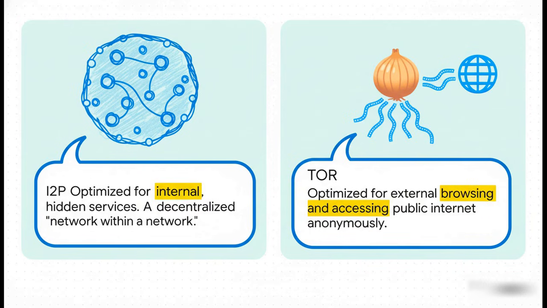You can think of TOR as mainly an anonymizing gateway to the public internet. I2P, on the other hand, is optimized for hidden services that exist only within its own decentralized network. It's like a network within a network. And this very feature makes it a preferred choice for certain malware families, Anubis is a great example, that use I2P for C2 communications that are totally self-contained and incredibly resilient.